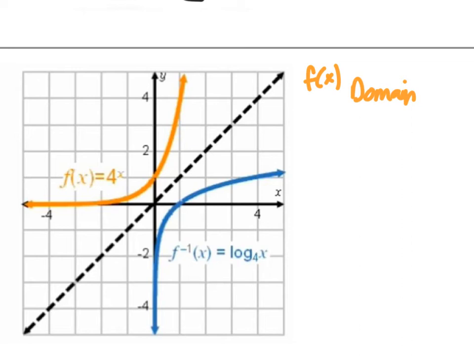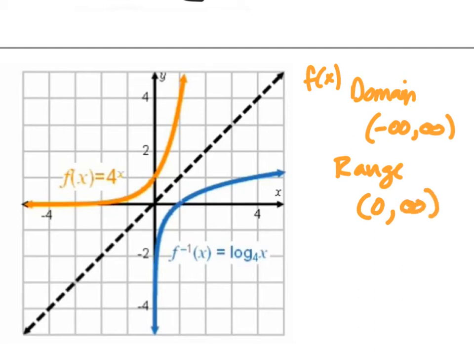Domain is your x values. So x could be all real numbers, right? Because you're plugging in negative numbers, you plug in 0, and you plug in positive numbers, and you get y values. So your domain goes from -infinity to positive infinity. But what about the range? Has to be above 0 since it has that horizontal. Yeah, so you have a horizontal asymptote. You can't have negative y values or 0. So your range goes from 0 to positive infinity.